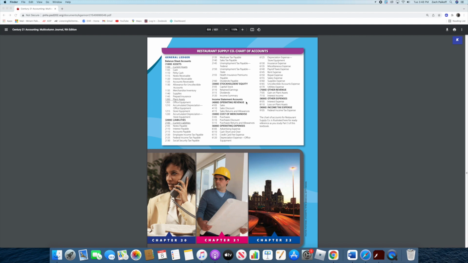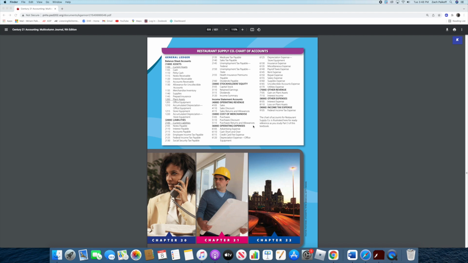Moving on to the income statement accounts, all operating revenue accounts will have 4-digit numbers beginning with the number 4. As you can see, we have all of the operating revenue accounts listed right here. All cost of merchandise accounts will have 4-digit numbers beginning with 5. As you can see, we have all of the cost of merchandise accounts listed right here.